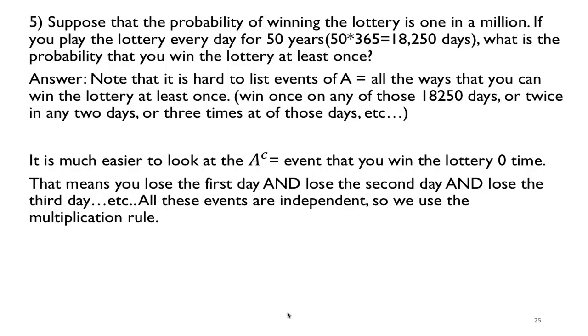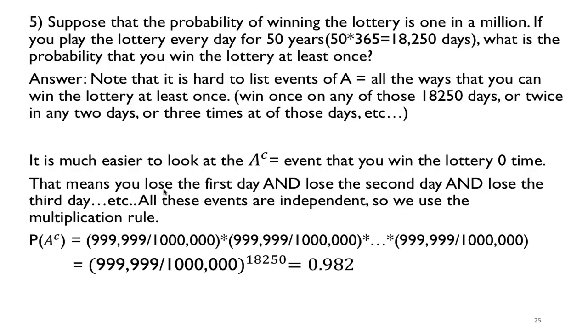This is actually easy to compute, because to get this event, you lose on the first day, and you lose on the second day, and you lose on the third day. You lose on all the days. Notice that these events are independent. Every time you play the lottery, it's independent, so we can use the multiplication rule. Because these are independent, it's easy to compute: you find the probability of each of these events and multiply all of them.